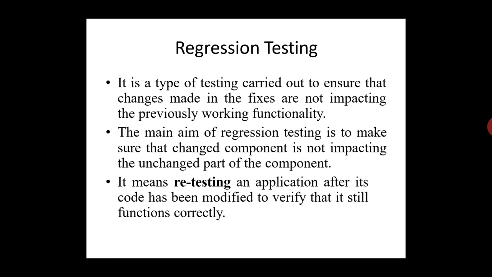So regression testing. After acceptance, we come to regression test. What exactly is regression testing? It is a type of testing carried out to ensure that changes made in the fixes are not impacting the previously working functionality. Something like rechecking. In the first slide also we noticed the difference between three tests: system test, acceptance test, and regression test. So regression test is nothing but rechecking the already checked system, I mean retesting the already tested test cases.